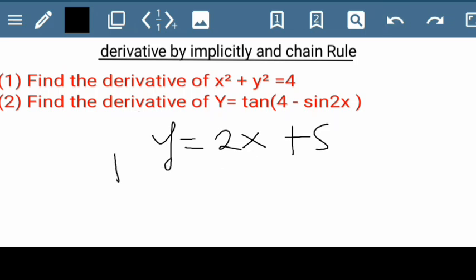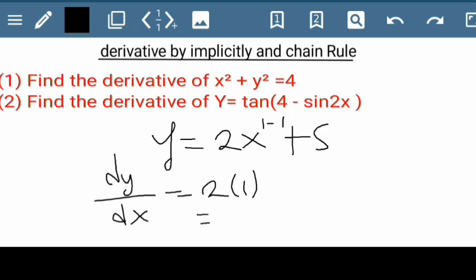That's very simple. dy/dx is equal to, the power that we have here is 1. So 1 multiplied by 2 is 2. Then 1 minus 1 is 0. Any number to the power 0 is equal to 1. So if you multiply by 1, you're going to get 2.